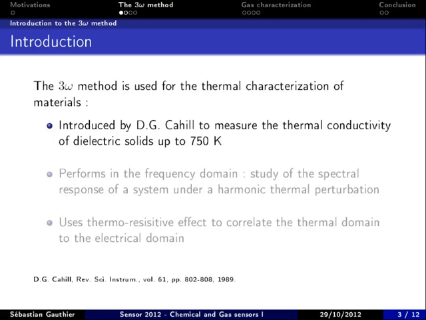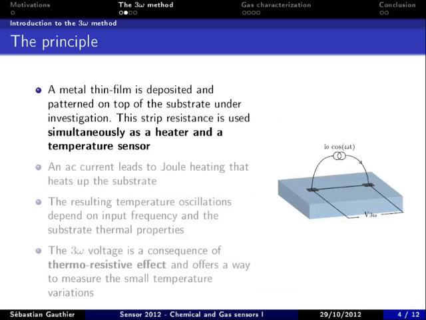So I will give you an introduction about the 3 omega method for people who don't know it. The 3 omega method was introduced in the 90s by Cahill in order to measure the thermal conductivity of solids, of dielectric solids, up to 750 Kelvin. As I said, it performs in the frequency domain, which means that we study the spectral thermal response of a system under a harmonic thermal perturbation. And the way it works is that it uses the thermoresistive effects in metals in order to correlate the thermal domain to the electrical domain.